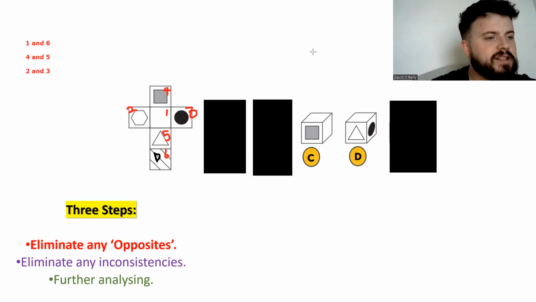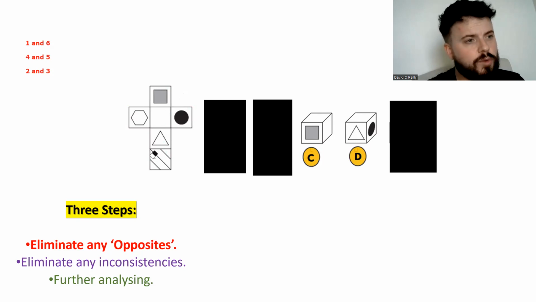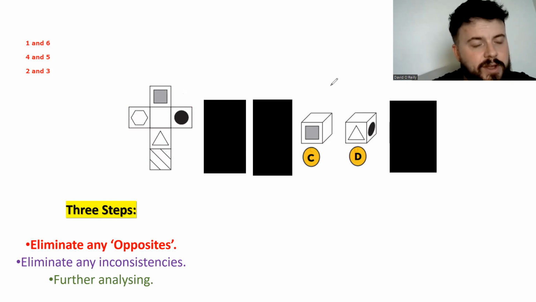And that's it. So we've done step one, which is to eliminate the opposites. And that's by far the step with the most effort. Once we've done that, though, look, we've only got 2 options left. So even if we had to guess at this point, we've gone from a 20% chance, a 1 in 5 chance, to a 50-50 chance. But we don't have to guess because we've still got 2 steps to do.